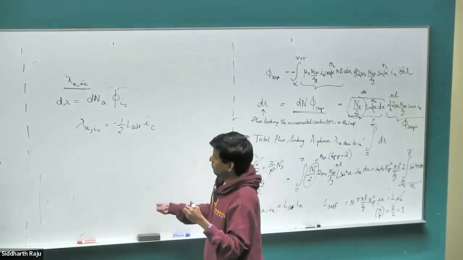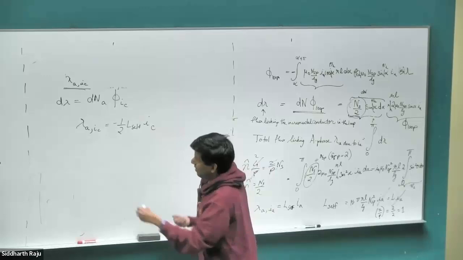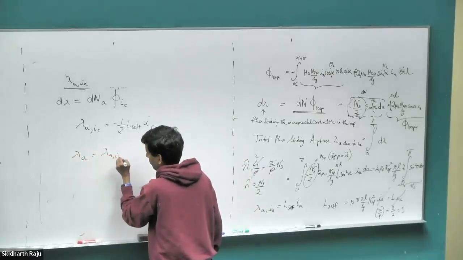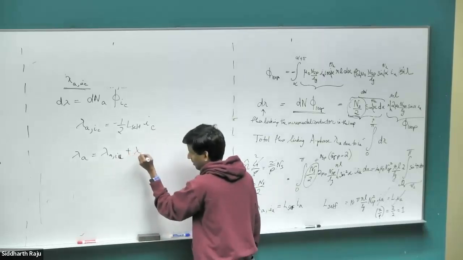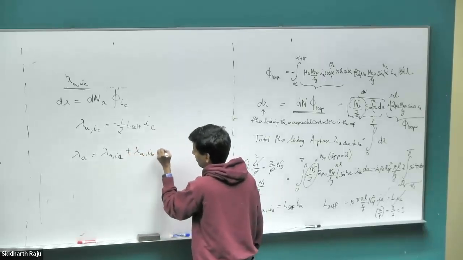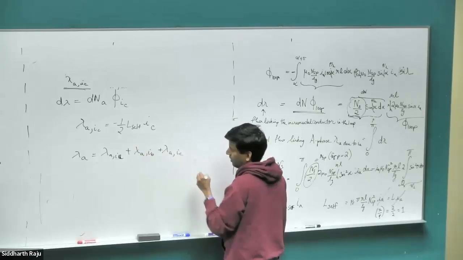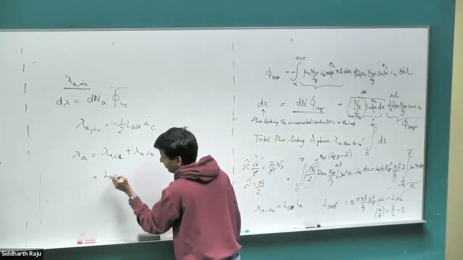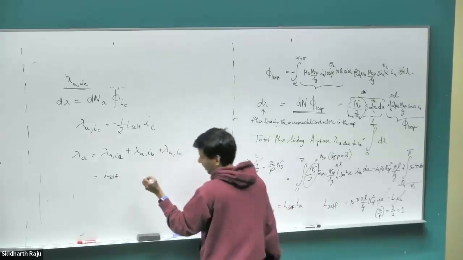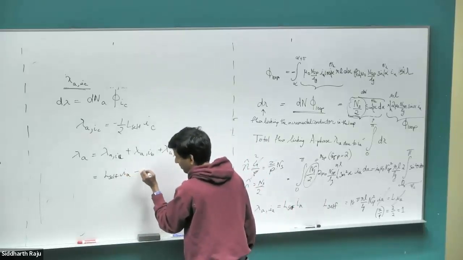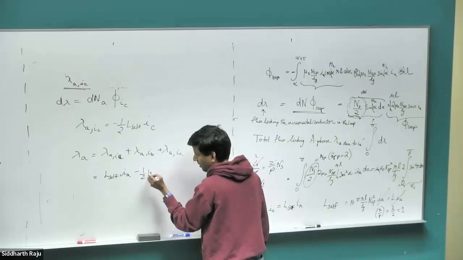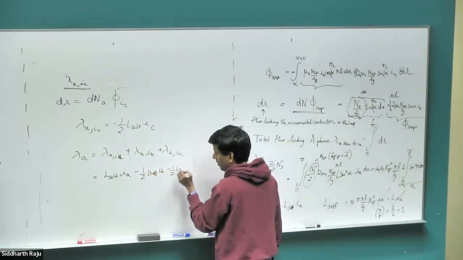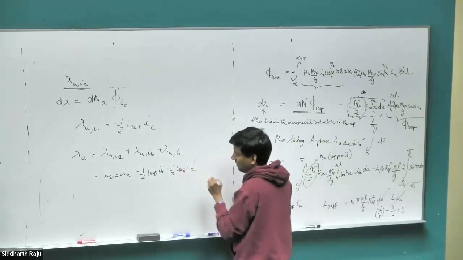Let's see, the flux linkage would bear that out. If I pass IA, the total flux linking the A phase coil is going to be the flux linking the A phase coil due to current in the A phase, plus the flux linking the A phase coil due to current in the B phase, plus the flux linking the A phase coil due to current in the C phase. If you plug those values in, it is going to be L self times IA minus 1 by 2 L self times IB minus 1 by 2 L self times IC.